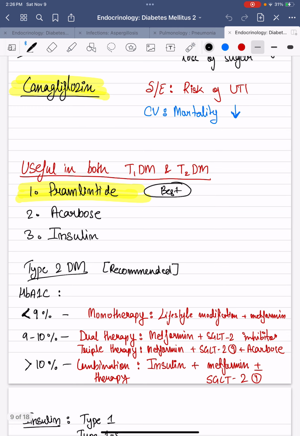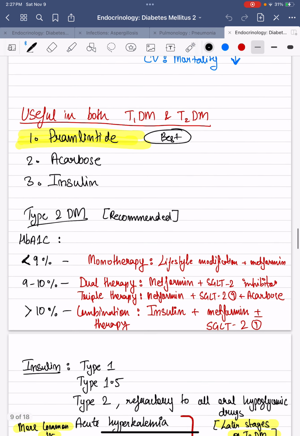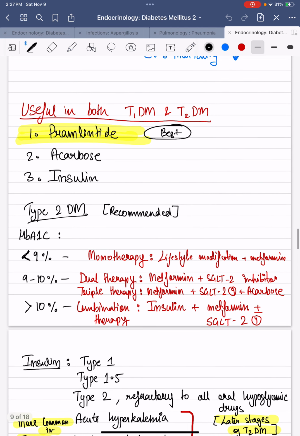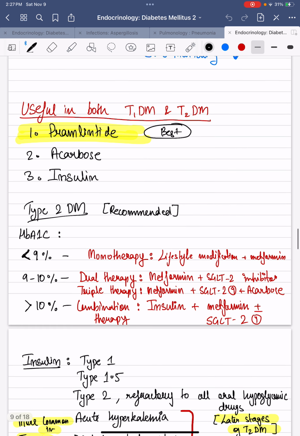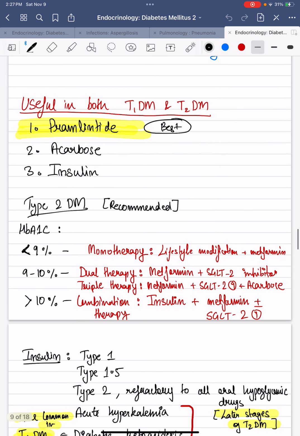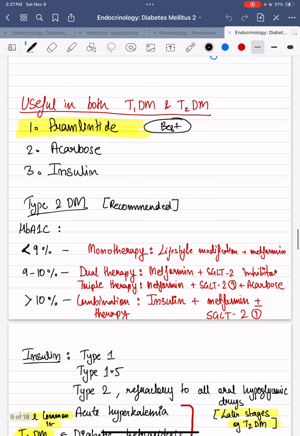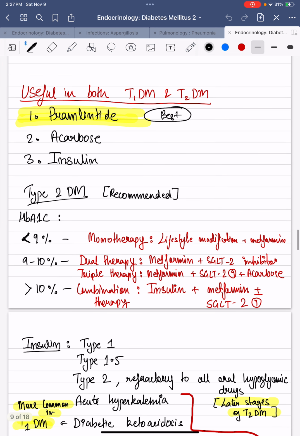So let's study what are the drugs that are useful in both type 1 diabetes mellitus and type 2 diabetes mellitus. So there is a drug called pramlintide, which is the best drug that can be used in both type 1 diabetes mellitus and type 2 diabetes mellitus. Acarbose can also be used in both, and of course insulin can also be used in both type 1 and type 2 diabetes mellitus.